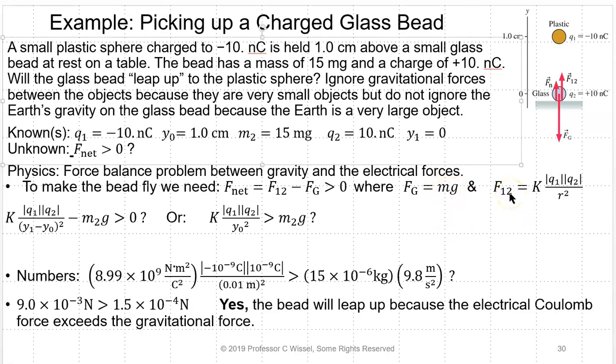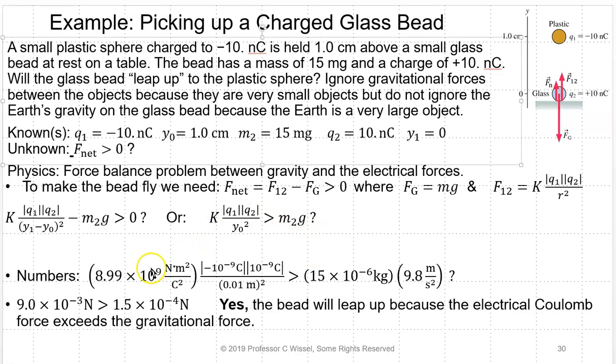F12 is the Coulomb force on the bead from the plastic sphere, and that is K Q1 Q2 over R squared. So we can rewrite this as K Q1 Q2 over (Y1 minus Y naught) quantity squared minus M2 g is greater than 0. Or we can write this as K Q1 Q2 over Y naught squared is greater than M2 g. If this condition is satisfied, then the glass bead will fly. If it isn't, then it's going to sit there on the table.